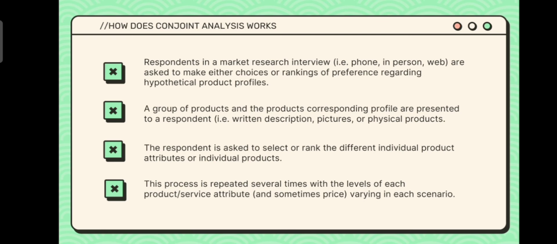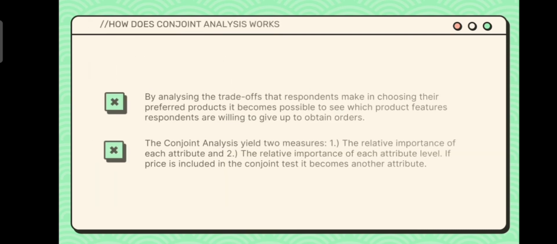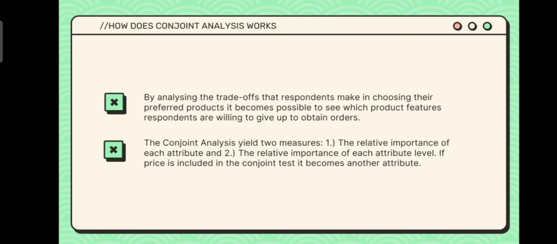Next, this process is repeated several times, with the levels of each product or service attribute varying in each scenario. So these processes are repeated with different situations. By analyzing the trade-offs that respondents make in choosing their preferred products, it becomes possible to see which product features respondents are willing to give up to obtain others. So the products are then selected based on which are the ones the respondents want and need.